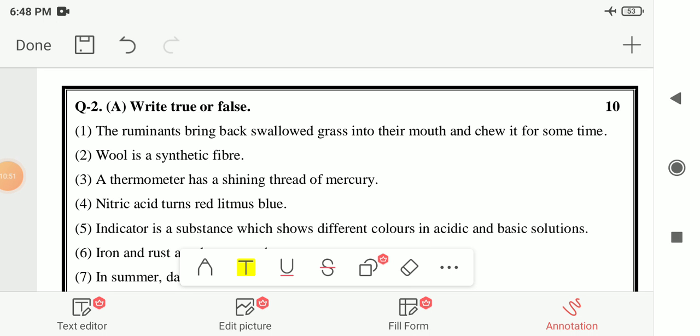Next question was question number 2A, that was true or false, and it contains 10 marks. In this, if the sentence is right, then you have to write true, and if the sentence is wrong, then you have to write false.